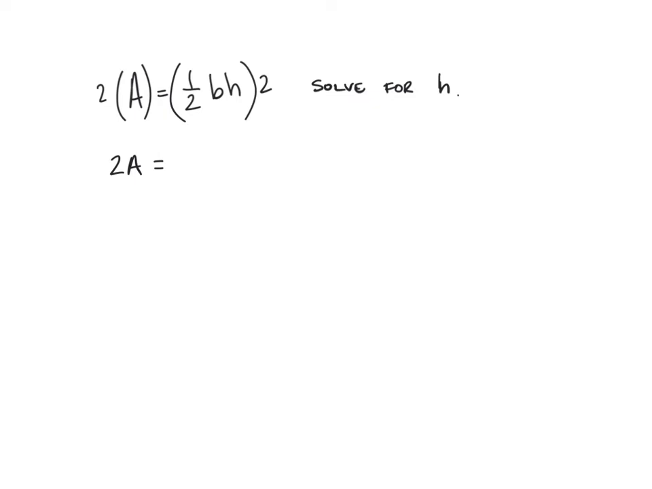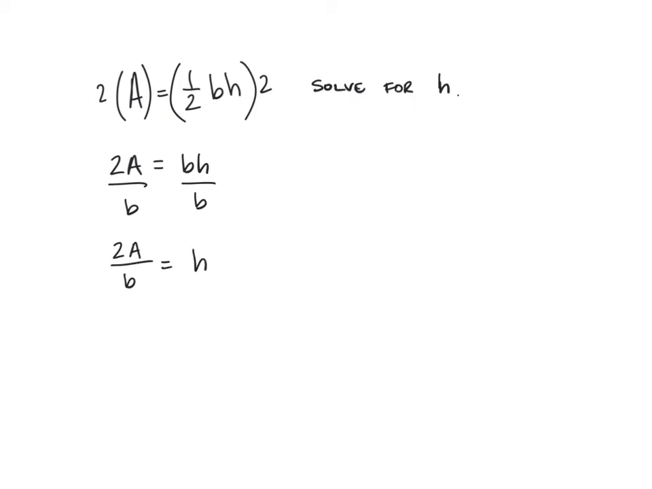So now I just have 2a equals bh, because when I multiply both sides by 2, this becomes 2a, and then this 2 is going to cancel with that 2. Because there is no distributive property here, since there's no addition or subtraction, this is all just multiplication, I'm just left with b times h. My next step is to get that b away from the h, so I'll divide both sides by b. And now we get 2a over b is equal to h.